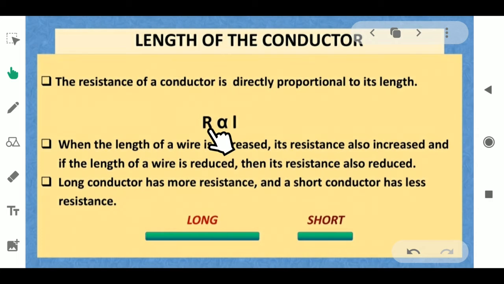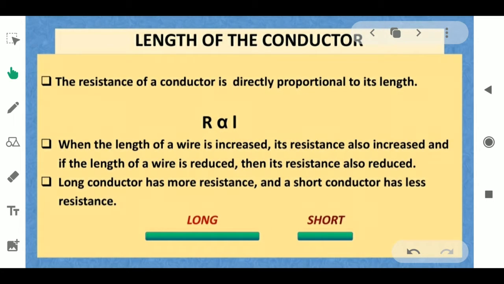The first point says that resistance is directly proportional to the length of the conductor. Here R is called the resistance and L is called the length of the conductor. The resistance of a conductor is directly proportional to its length, which means when the length of a wire is increased, its resistance also increases. If the length of the wire is reduced, then its resistance is also reduced, because these two quantities are directly proportional to each other. A long conductor has more resistance and a short conductor has less resistance.